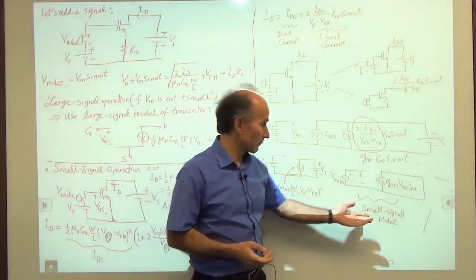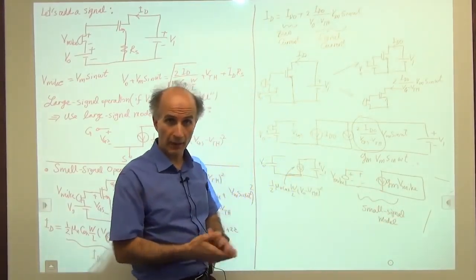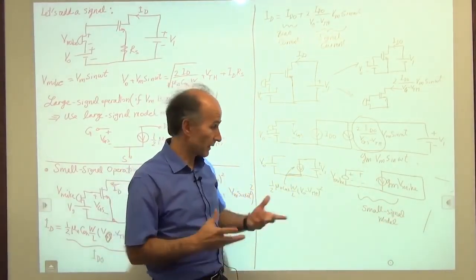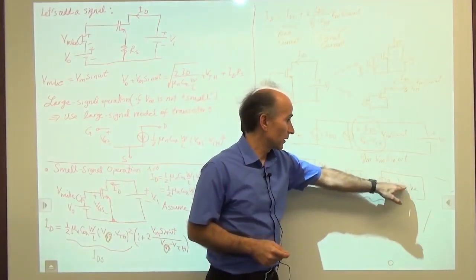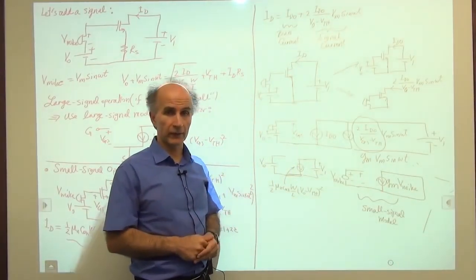You can see that the small signal model now easily lends itself to linear calculations. In terms of the signal itself, it's just a linear model. We don't have any square or anything else, so it's much easier to handle.